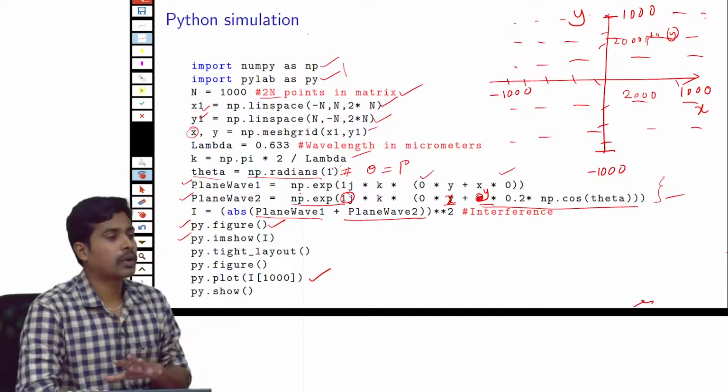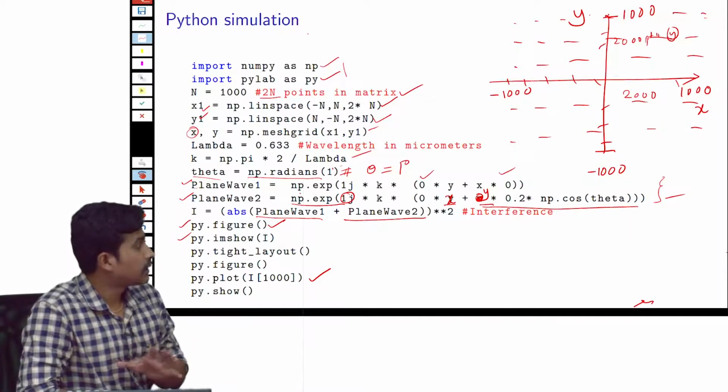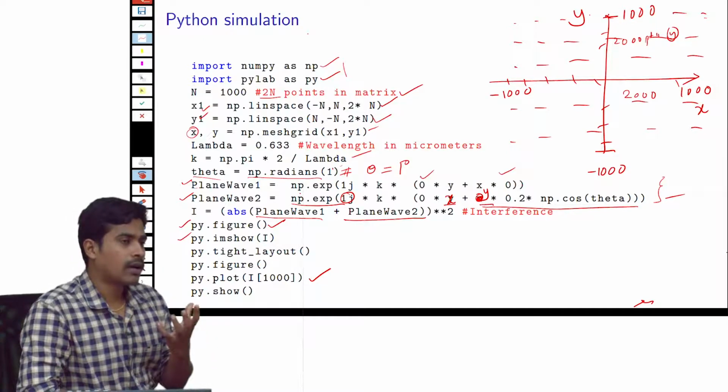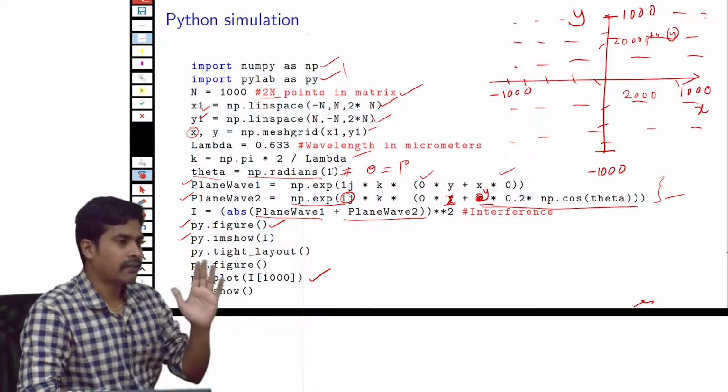Or you can use the same program to simulate the interference between a plane wave and a cylindrical wave or a spherical wave. A spherical wave has a spherical wavefront and a plane wave has a constant phase.